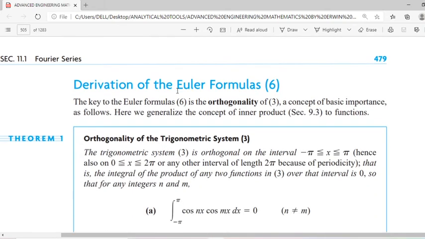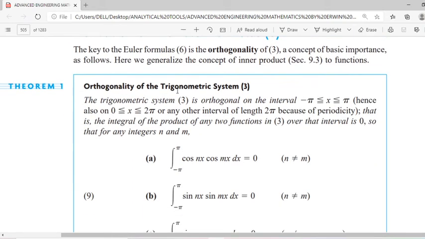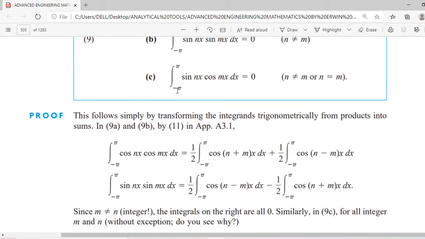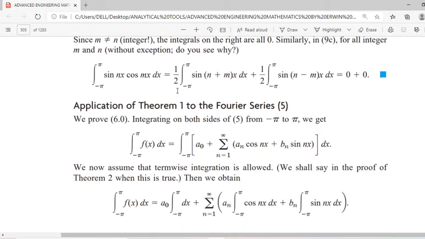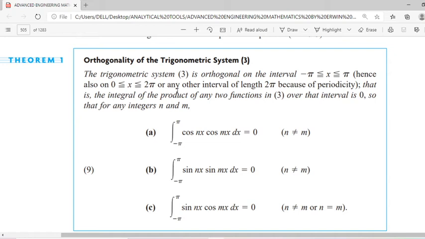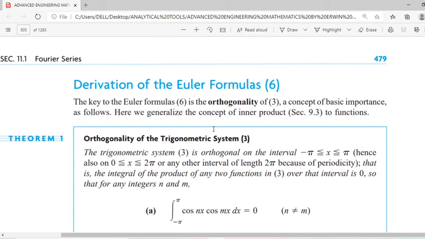So this is another topic. You can discuss this one also: the orthogonality of the trigonometric system. You know that the trigonometric system is orthogonal on the interval minus pi to pi, that is, the integral of the product of any two different functions over that interval is 0, for any integers n and m. We have to refer to equation number 3.